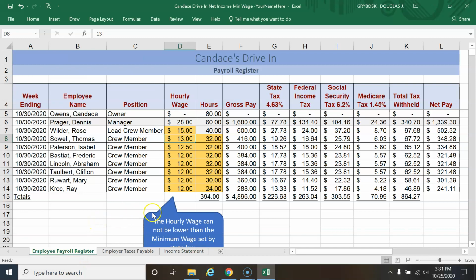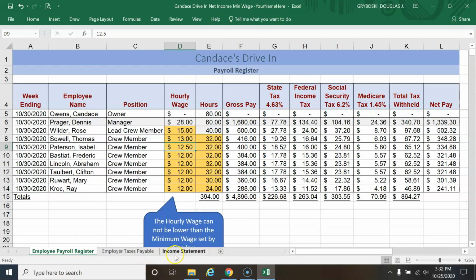Now, just wanted to point out the yellow cells. The rest of this worksheet is locked. The yellow cells are the only ones that you can modify. So let's say I wanted to give this Thomas Sowell a raise. Give him $14 an hour, and I type in 14, hit enter. Notice all of these automatically updated, and I'm going to put that back. But I just want to point out that these are things you can modify in the future as we go through this. And then the hours worked. You can modify, like you could increase or decrease the hours of Candace's employees.